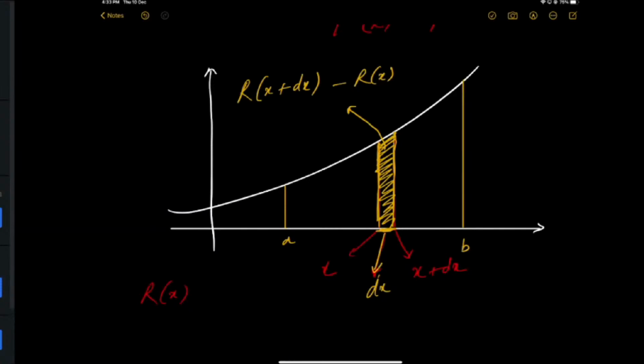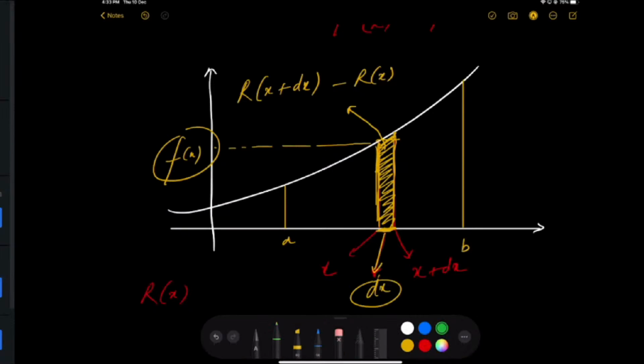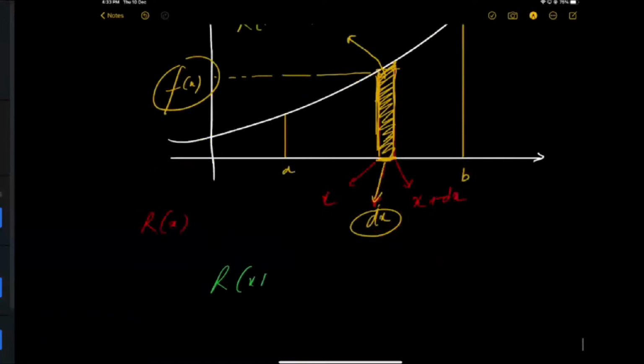Okay, but that area is also equal to, this is f of x and this is dx. That yellow area is also equal to f of x times dx, right? Because that is length and breadth of that triangle. So what can I conclude here? I can conclude this: R of x plus dx minus R of x is equal to f of x dx.